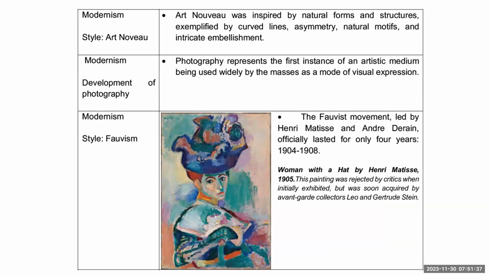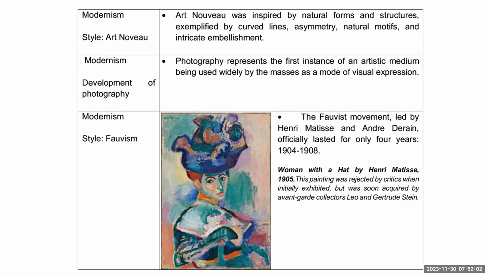We also have Art Nouveau. Art Nouveau was inspired by natural forms and structures, especially geometry, natural motifs, and intricate embellishments. The modernism or the development of photography. Photography represents the first instance of an artistic medium being used widely by the masses as a mode of visual expression, such as now.